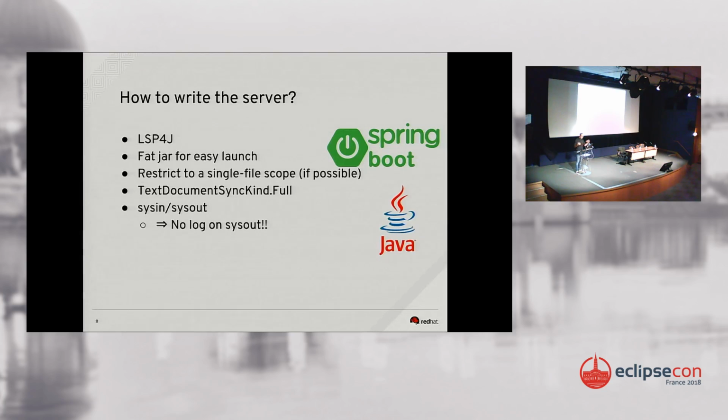I wanted to keep the language server simple, to have a single jar to launch. So for that, in the Apache Camel community, they are working only with Spring Boot currently, so that's why I chose Spring Boot, but you can choose whatever else. Just make it simple to have a little binary to start your server.